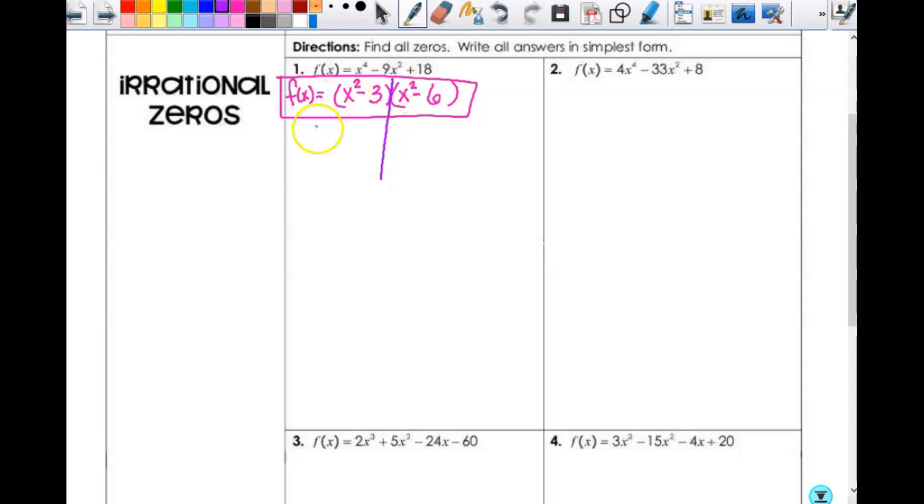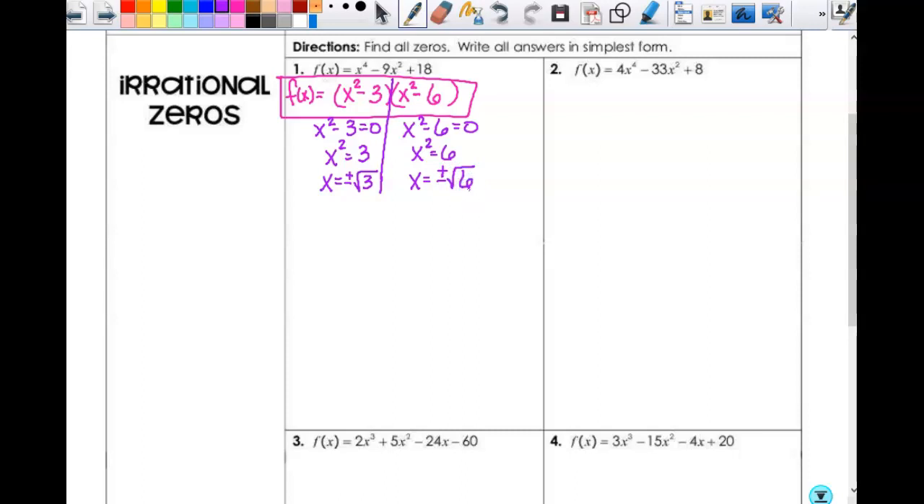To find the zeros, it's going to be x squared minus 3 equals 0, and x squared minus 6 equals 0. So then x squared equals 3. I take the square root of both sides, and I'm going to get x equals, what? Square root of 3? Is that it? I'm missing something very important. Plus or minus. You cannot forget the plus or minus. This is x squared equals 6, so I take the square root of both sides, and x is equal to plus or minus the square root of 6.